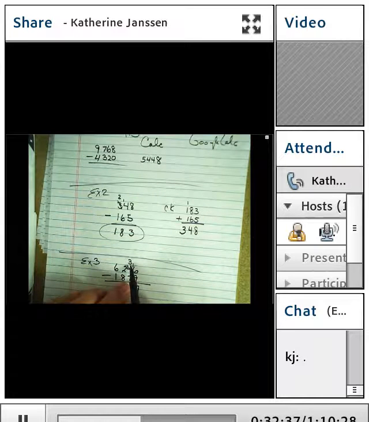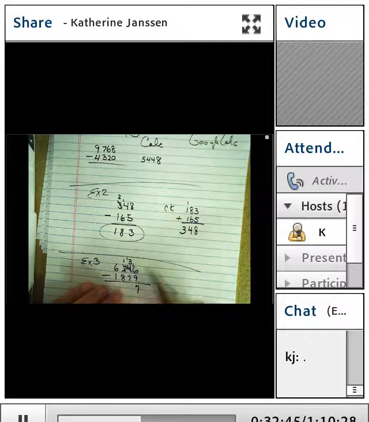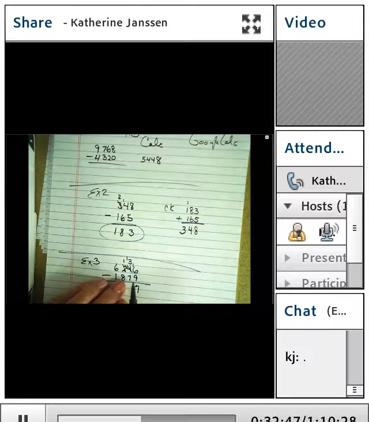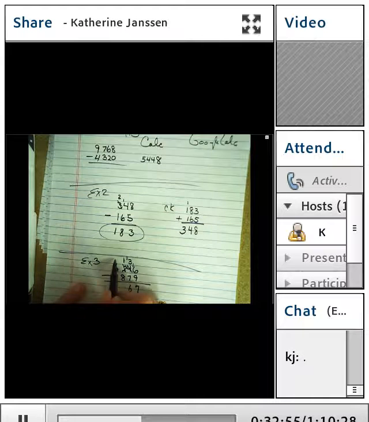7 from 3 now. I can't do that, so I'm going to have to borrow from the next placeholder, reduce it by 1, and add 10. I have 7 from 13 would be 6. 8 from 1, I'm not able to do that, so I'll need to borrow from the next placeholder, reduce it by 1, and add 10. That's 11. I'm going to subtract 8, I'll get 3. And 1 from 5 is 4.